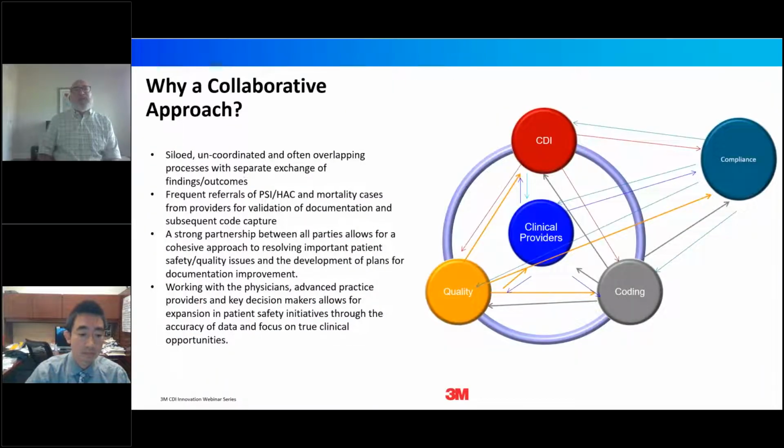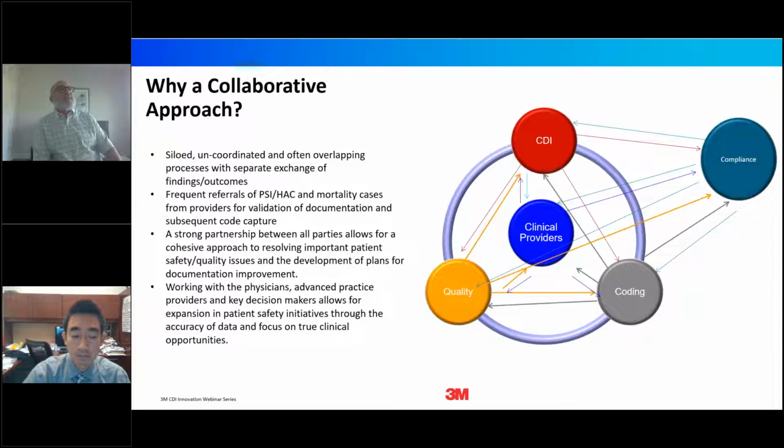So we really wanted to do a collaborative approach when we look at our CDI program. We consider ourselves part of coding, quality, and CDI as a core, supporting the clinical providers, and compliance is out there as well, helping us in the periphery. So we really wanted to make sure that we weren't siloed. We allowed providers who wanted us to look at certain cases to make sure that the documentation and the code capture were accurate. We've created a way for them to do that. And we've made sure that we have a strong partnership. That's really what we're always trying to achieve between all the departments.